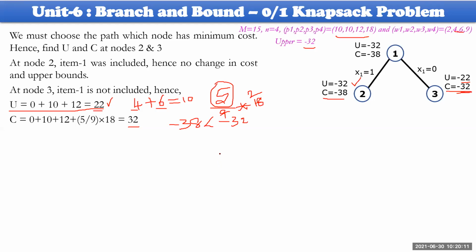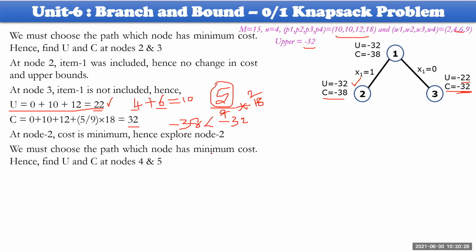Because least cost is always trying to explore the node which has the least cost. Now, at node 2, the cost is minimum. So therefore, explore node 2. So here, if you explore node 2, how will the particular values be?